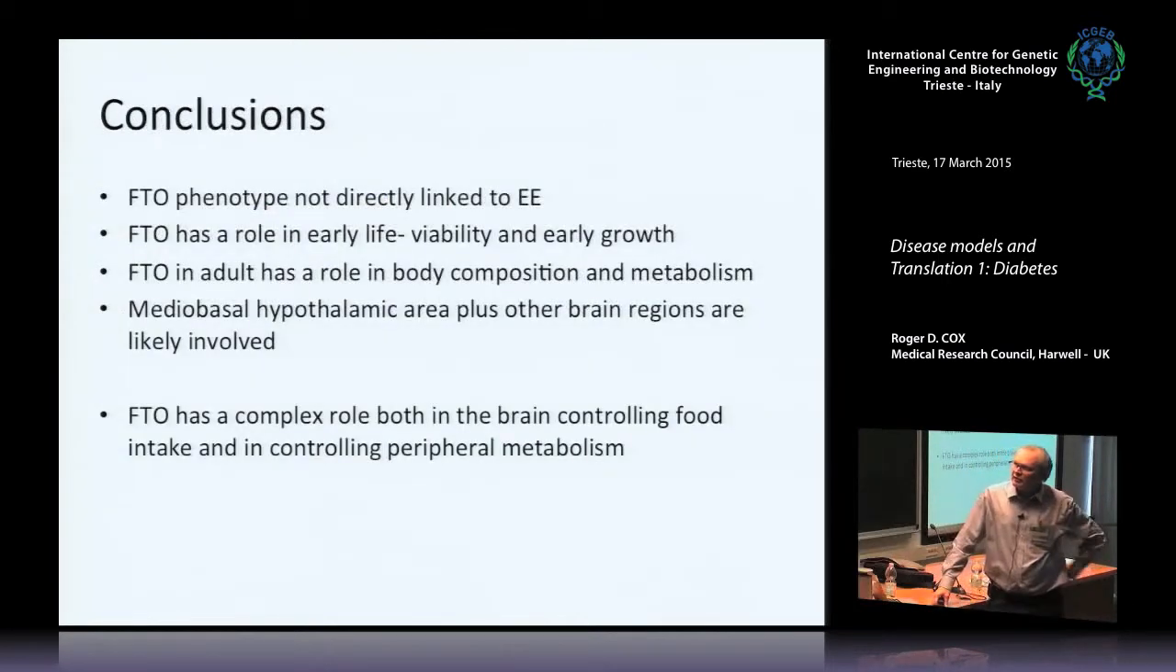So FTO phenotype is not directly linked to energy expenditure. It has a role in early life viability and early growth. It has a role in body composition and metabolism. Other hypothalamic brain areas may well be involved, but other tissues are clearly involved. So it has a complex role both in the brain controlling food intake, or this may be an indirect effect on the brain that controls food intake, and in controlling peripheral metabolism, as I showed you, a switch to more protein and fat metabolism.